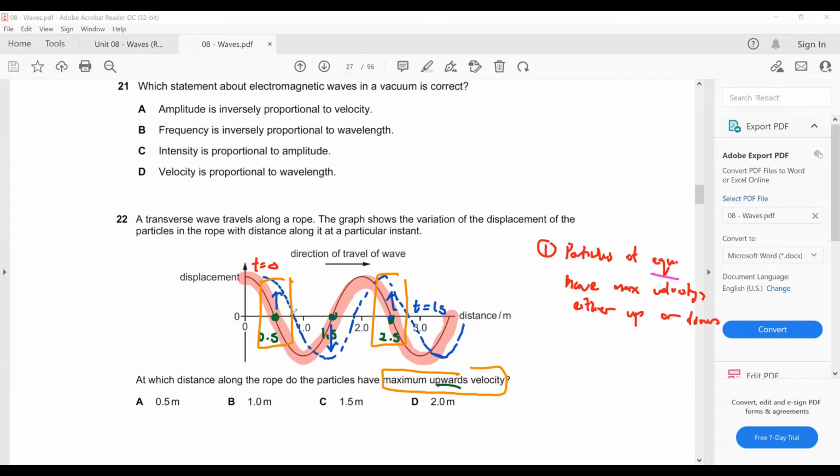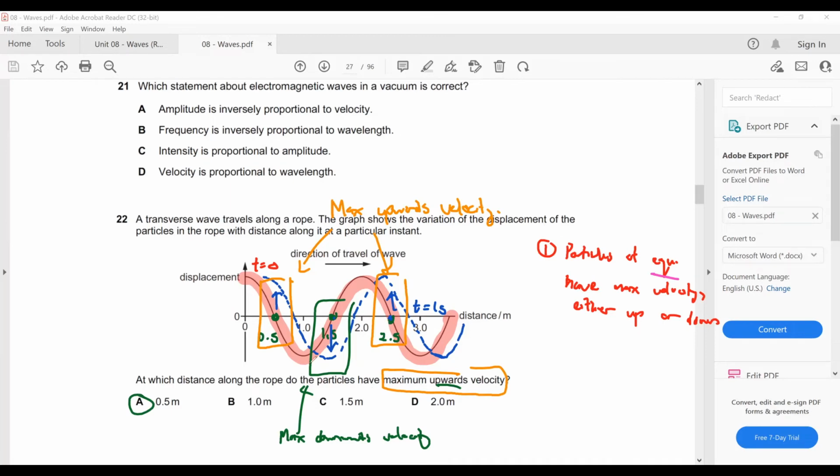Okay, at the 0.5 and the 2.5, these two have maximum upwards velocity. But the ones over here, this one would have maximum downwards velocity. Okay, so you want the maximum outward velocity. The answer is A.